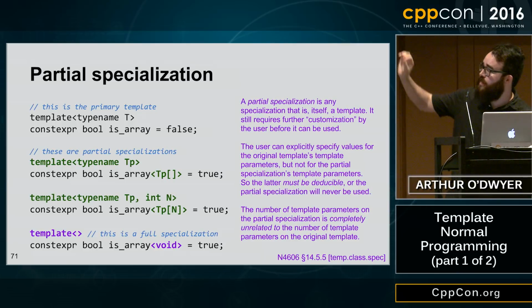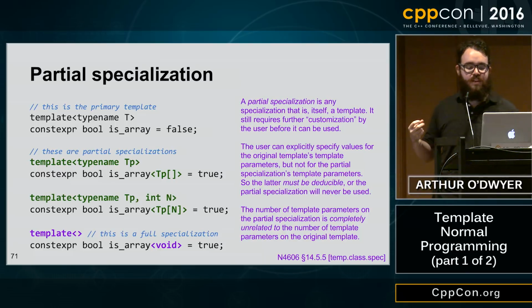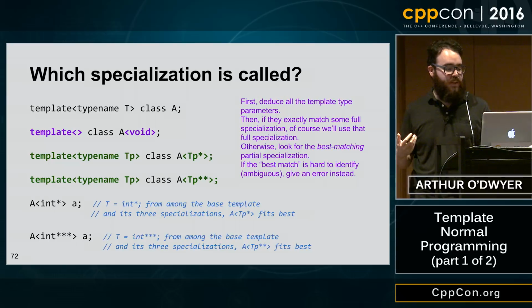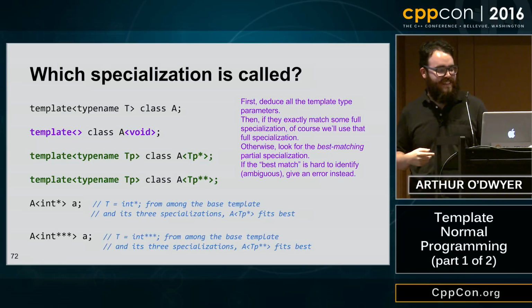Now the TP and the N and so on, I can deduce them from whatever you pass me, but there's no way to specify them. Specialization is called. We still have like 20 slides left and 2 minutes.